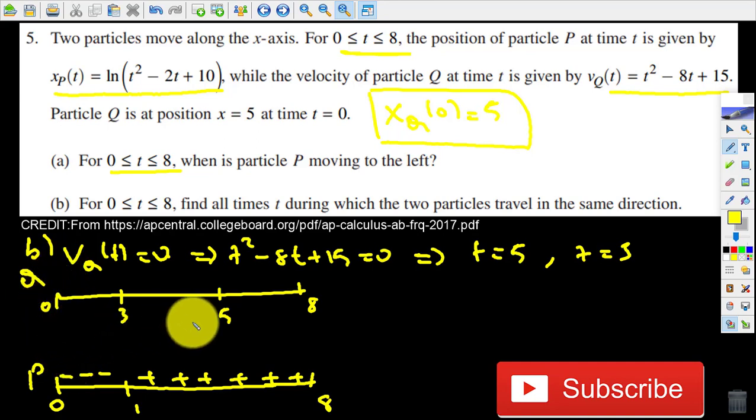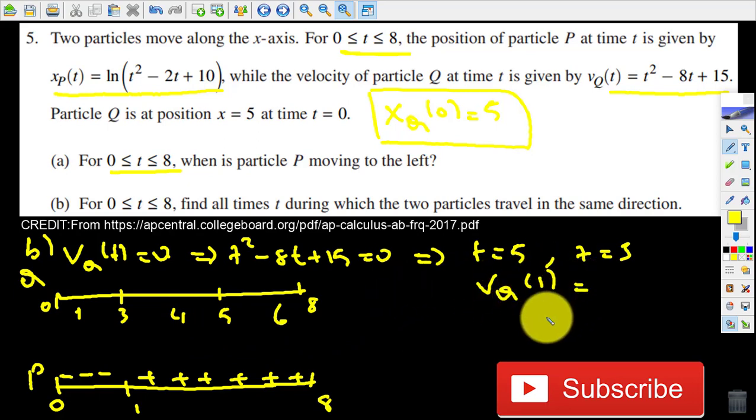So for each time interval you need to select values. For example, let's select 1 from here, 4 from here, and 6 from here. You need to figure out what is VQ of 1, VQ of 4, and VQ of 6. Okay, so I did those values. You can also test those values in the original velocity function.